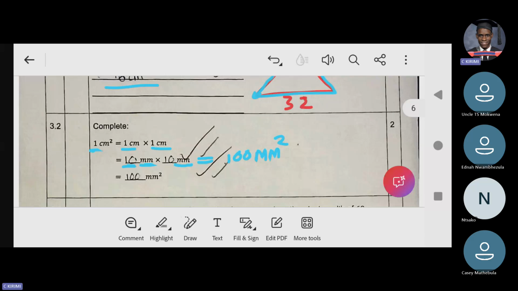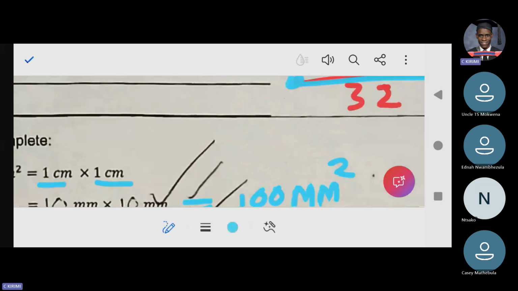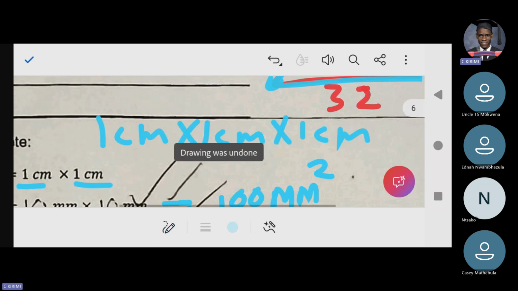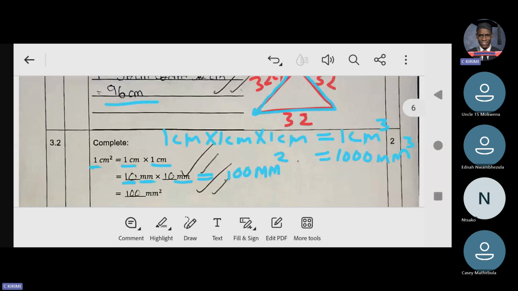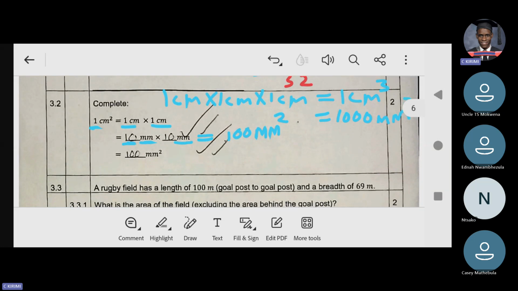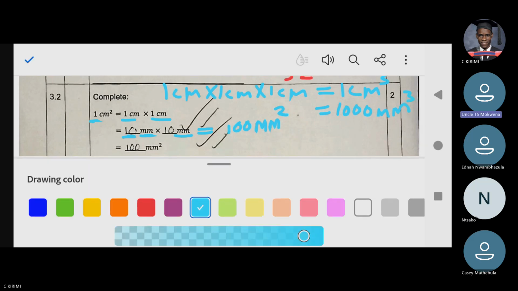If it's volume, suppose it's 1 centimeter, they say volume is 1 centimeter times 1 centimeter times 1 centimeter. So your answer is not going to be square centimeters, but what will be your answer? The answer will be 1 cubic centimeter. And then what will be your answer in cubic millimeters? 1,000 cubic millimeters. Exactly, 10 times 10, 100 times 10. Assuming it was volume, but here it's only area. Is it clear? Yes.